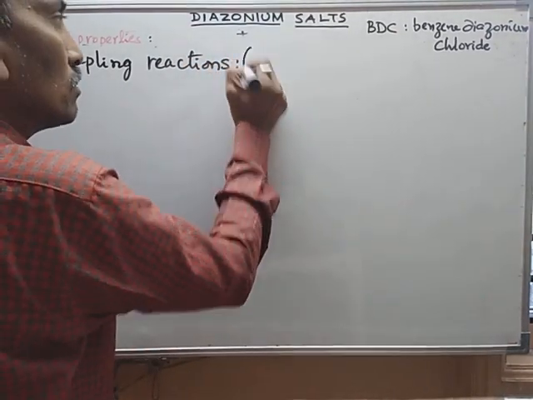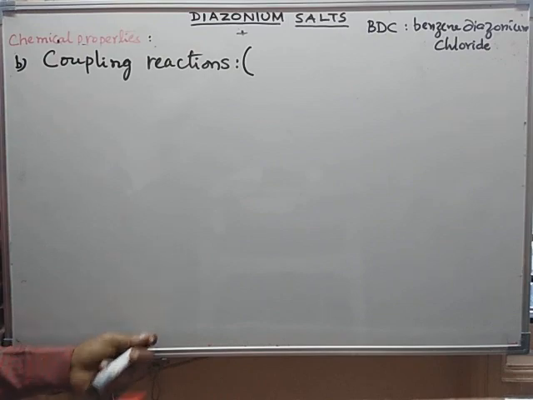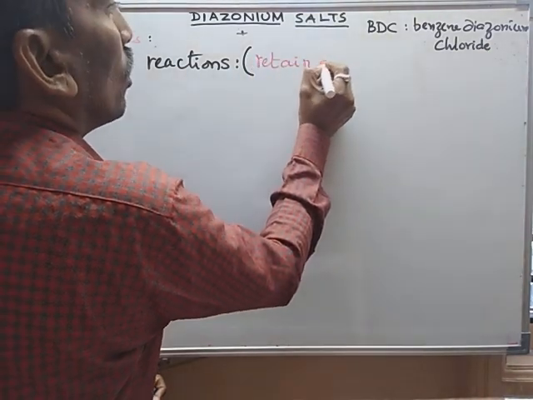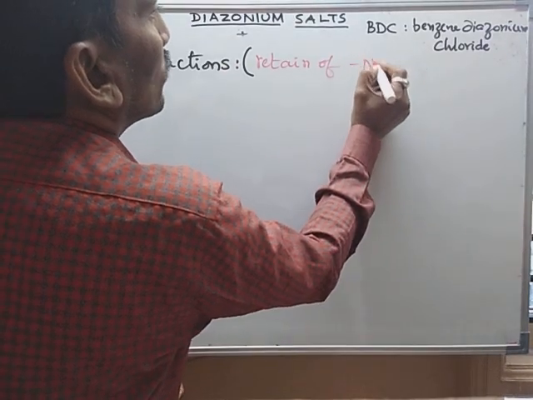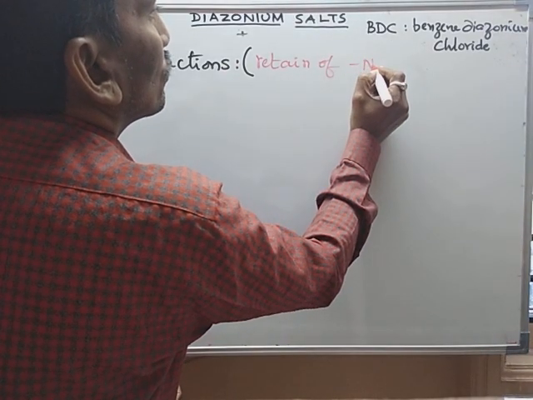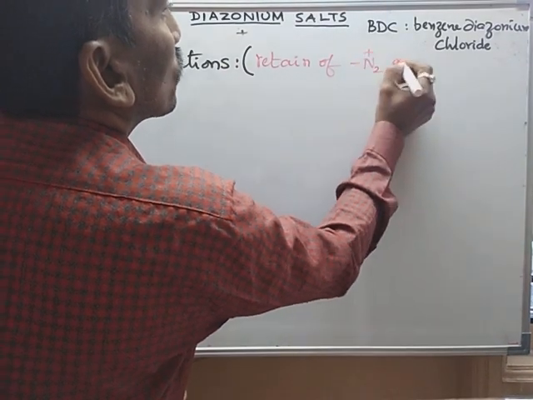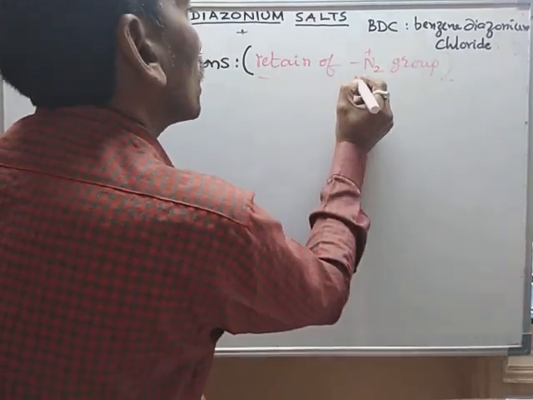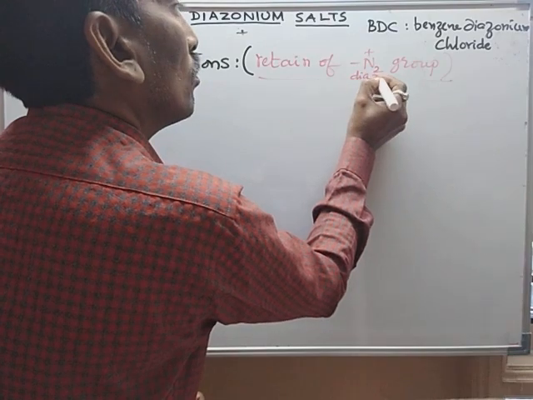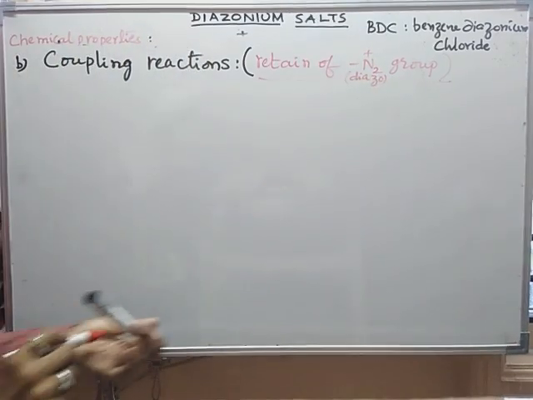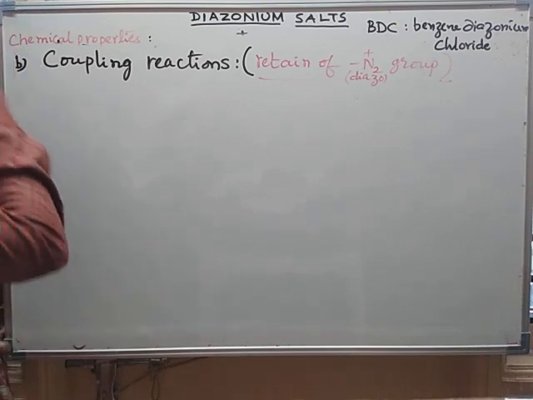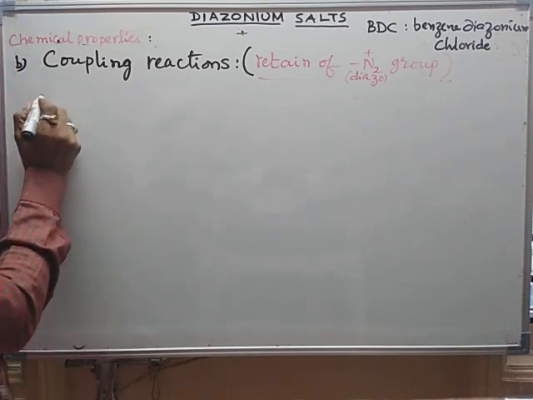Here, what is retained? The N2 plus group is retained, that is the diazo group. Okay, that is to be observed here, which is important for competitive as well as PU purposes.